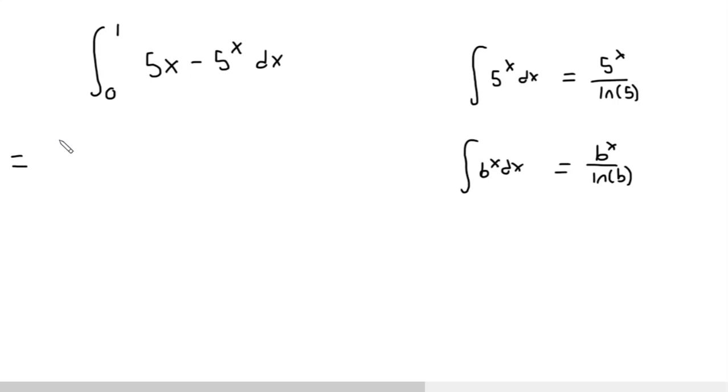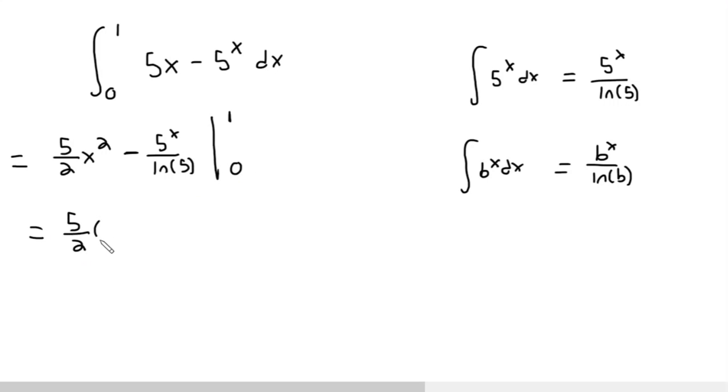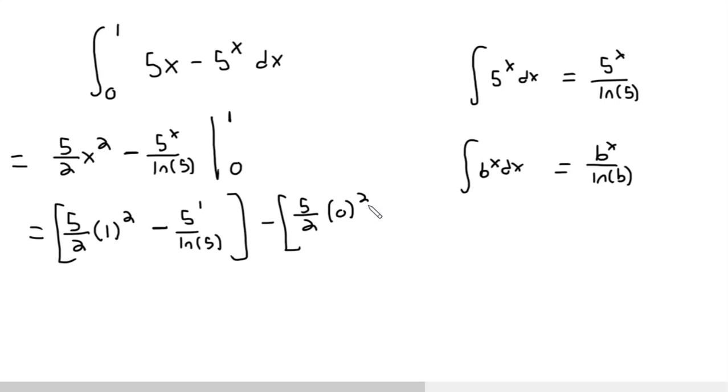Okay, so let's integrate this. We add 1 to the exponent, that becomes 2, and then we divide by it. So 5 halves x squared minus 5 to the x over ln of 5. We draw this bar because it's a definite integral. And then now we plug in. So 5 halves 1 squared minus 5 to the 1 over ln of 5 minus, always the minus. Now we plug in the 0, so 5 halves 0 squared minus 5 to the 0 over ln of 5. So now we're getting somewhere.